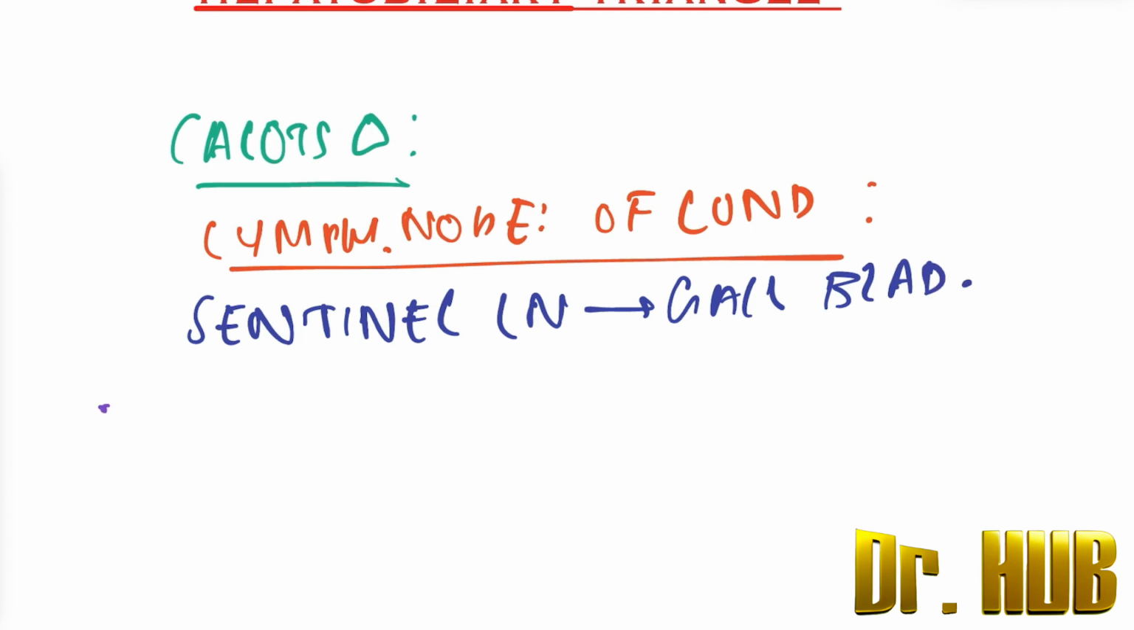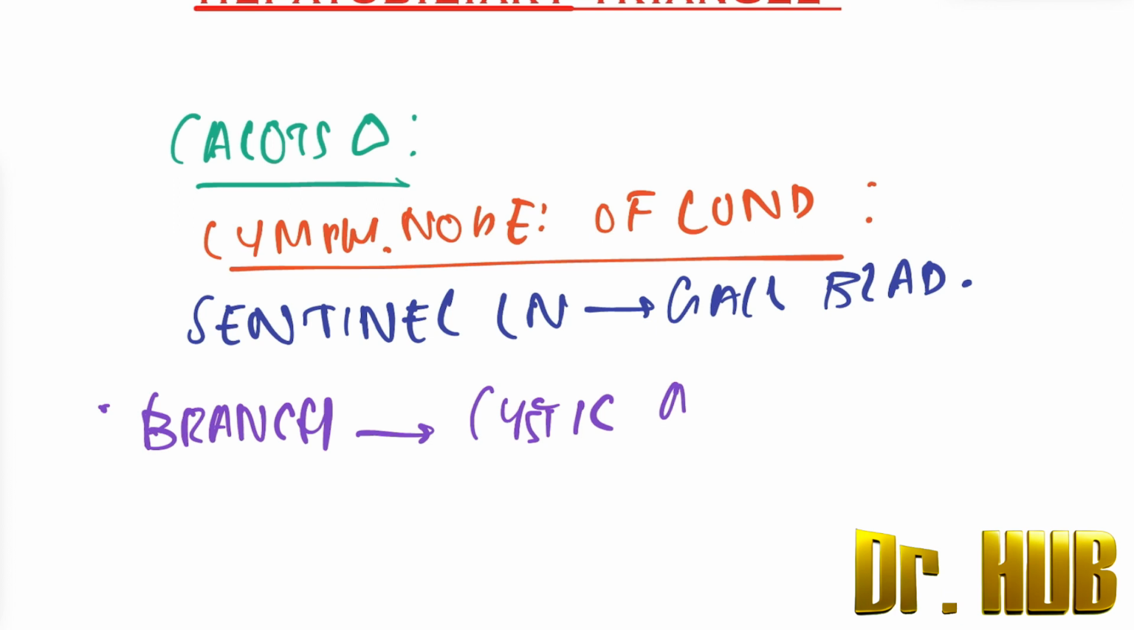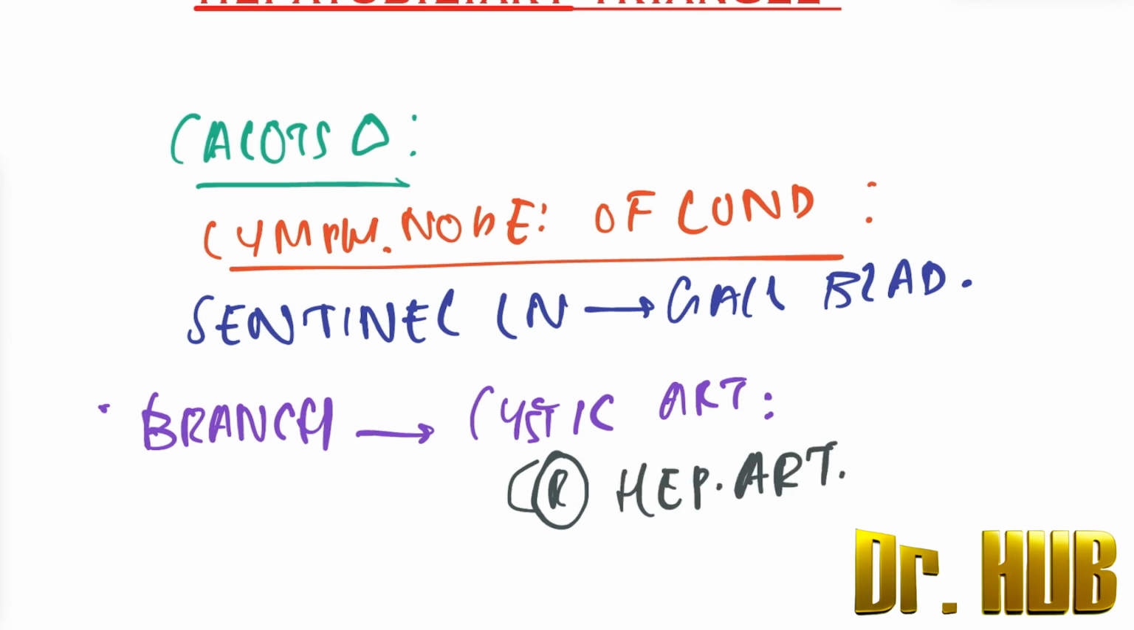Next is the branching of the cystic artery. Another branching of the cystic artery is from the right hepatic artery.